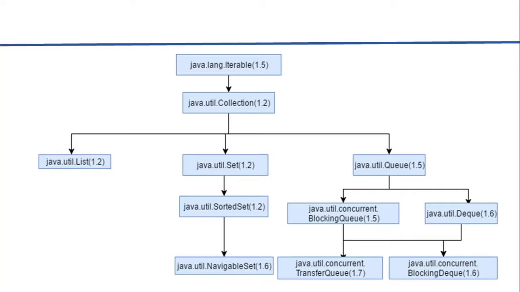The next interface in the hierarchy is java.util.List. This interface was introduced in JDK 1.2, and it has three special characteristics. The first one is that its implementations preserve insertion order. The second one is that its implementations allow duplicates. And the last one is that this interface provides a special iterator called list iterator.